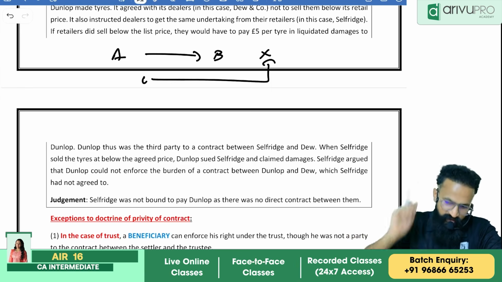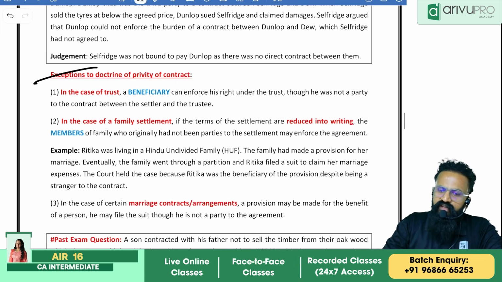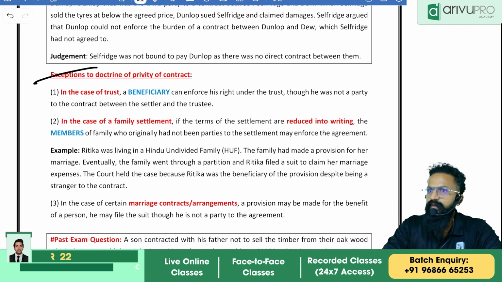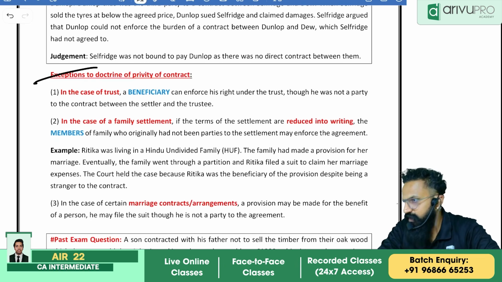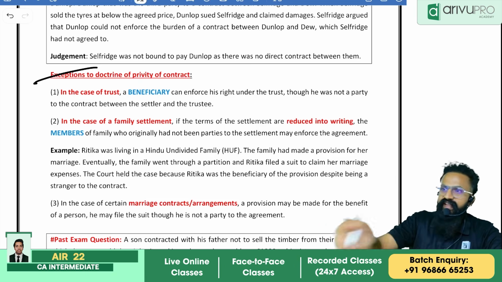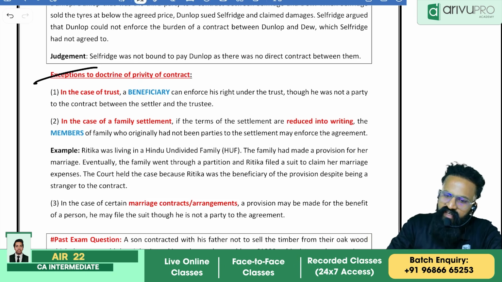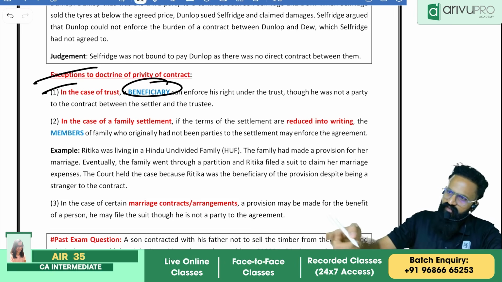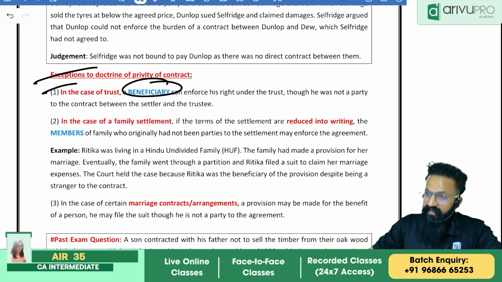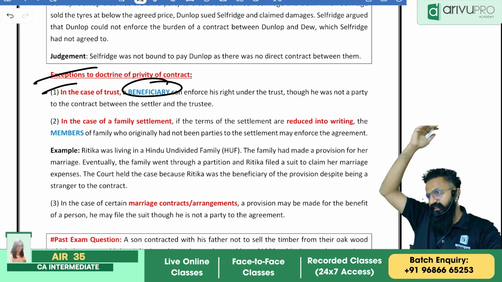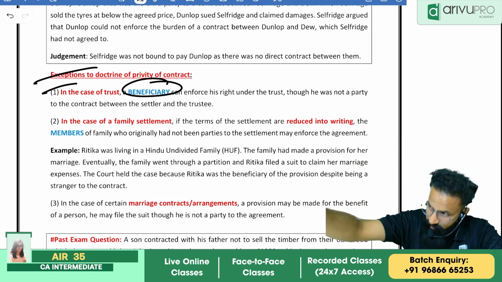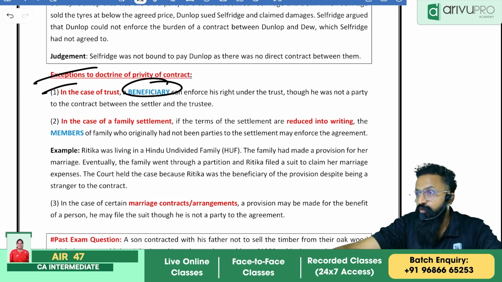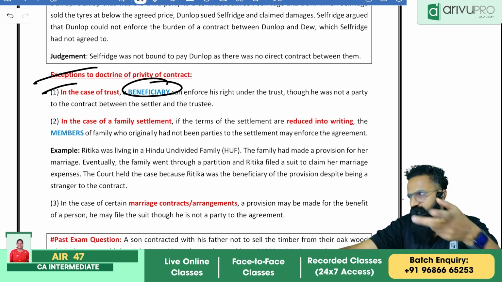Okay. Exceptions to the doctrine of privity of contract. In general, only parties to the contract can file a case. But for this, there are exceptions also. What is that? In the case of trust, beneficiaries can file. The best example we saw was in your colleges. Someone has created a trust. Someone is taking care of the trust, but the trust was created for the benefit of the students. So if students want, they can still file a case.